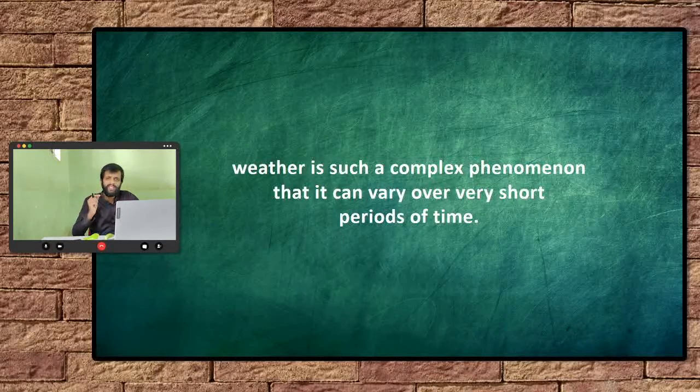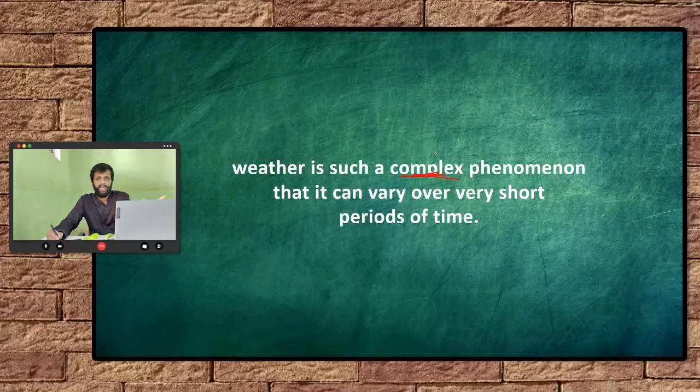Weather is such a complex phenomenon that it can vary over a very short period of time. So again, that clip which I had shown you, it is a complex phenomenon. Complex means it is not very simple to tell, like, okay, the speed of the wind is very high, so today the weather will be so and so. It is not just based on one aspect. There are many aspects involved in it to determine the weather. That is why it is called complex.